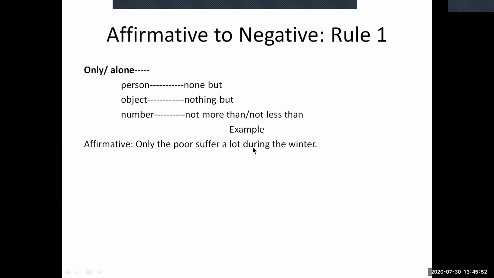To make this sentence negative, we have first to identify whether the word only refers to person, object, or number. Here, the poor are the people, so it refers to person, and we can use none but to make this sentence negative. So let us replace the word only by none but. So the negative will be none but the poor suffer a lot during the winter. And this is the negative form of the sentence. None but the poor suffer a lot during the winter. So this is rule one, only or alone, indicating person is replaced by none but in the negative form.